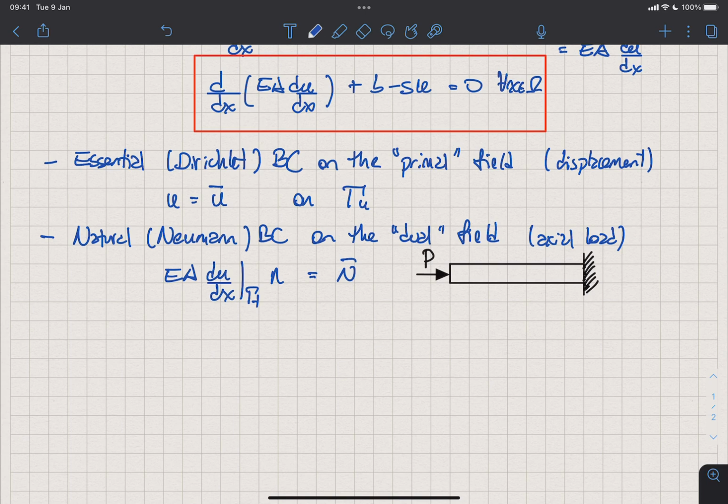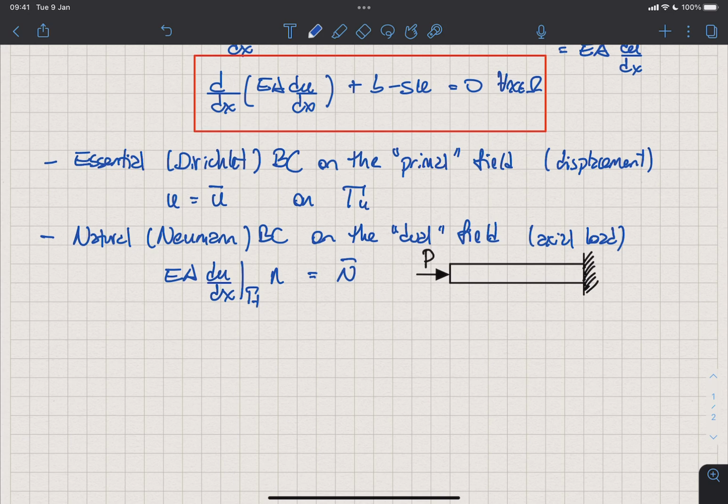So similarly, I could do a drawing where I fix the left side of the bar, and then I apply a force in the negative direction that is going to cause compression, but then the normal is actually going to be equal to 1 at that location. So it's exactly the same thing.